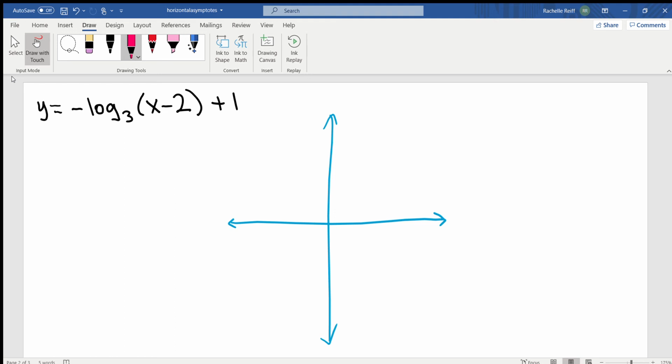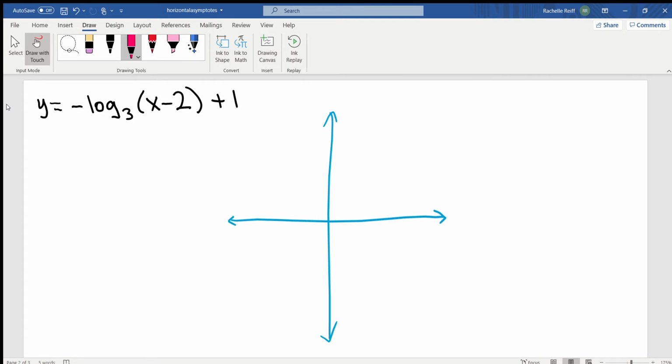Okay, so this is the last video I'm doing on horizontal asymptotes. Like we were doing before, if we want to find horizontal asymptotes, I was plugging in really big numbers for x to find out what happens eventually on the right side, and plugging in really big negative numbers to find out eventually what happens on the left side. So let's go ahead and do that. I'm going to plug in the big numbers first.